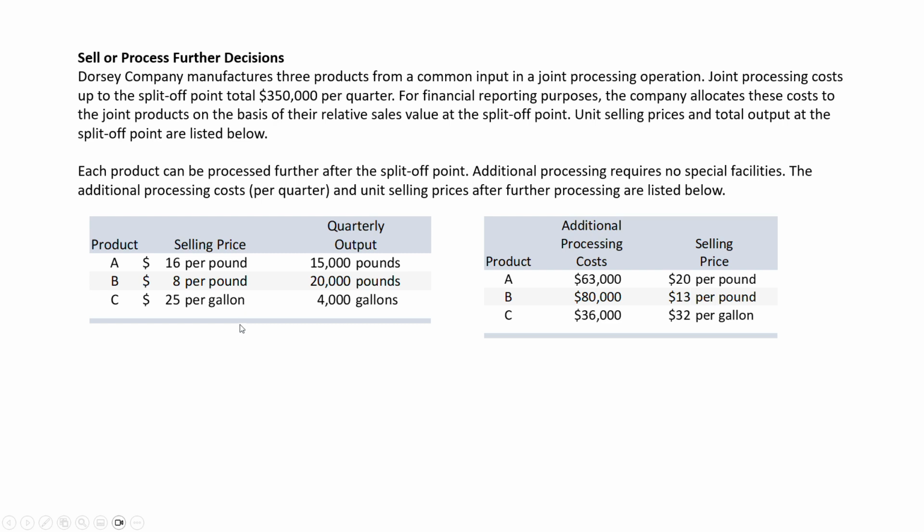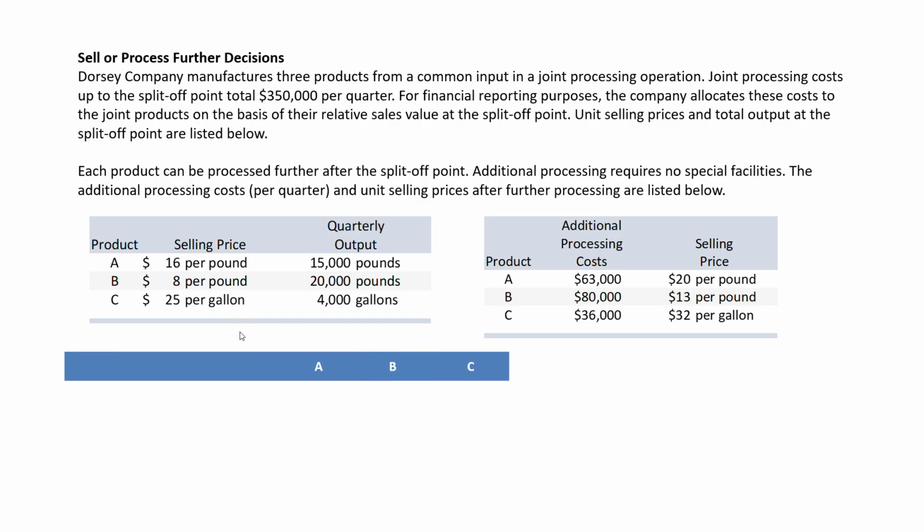What I am going to consider is individually for each product, what's the extra revenue that I can earn from processing it further compared to the additional cost. So let's work through A together. For A, if I do additional processing, we earn $20 per pound for that material. Let's compare that to the selling price we would have gotten at that initial split-off point at which it just became identifiable, and that's $16 per pound.